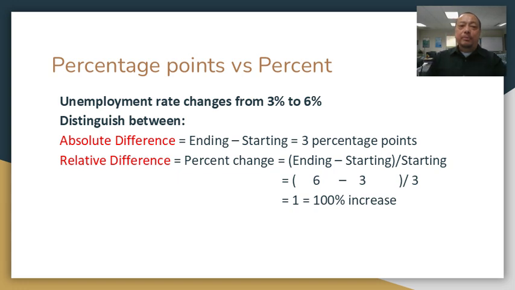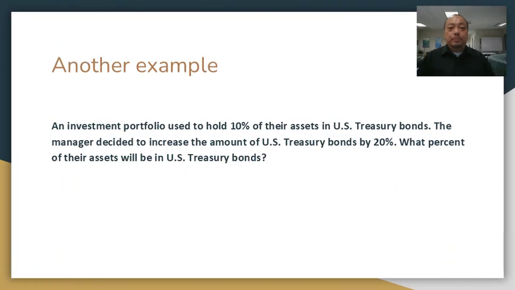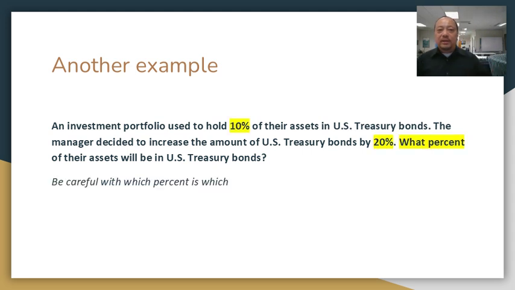Let's do another example. An investment portfolio used to hold 10% of their assets in US Treasury bonds. The manager decided to increase the amount of US Treasury bonds by 20%. What percent of their assets will be in US Treasury bonds? You need to be careful which percent is which. There's a 10% here, there's a 20%, and there's a question that asks what percent.